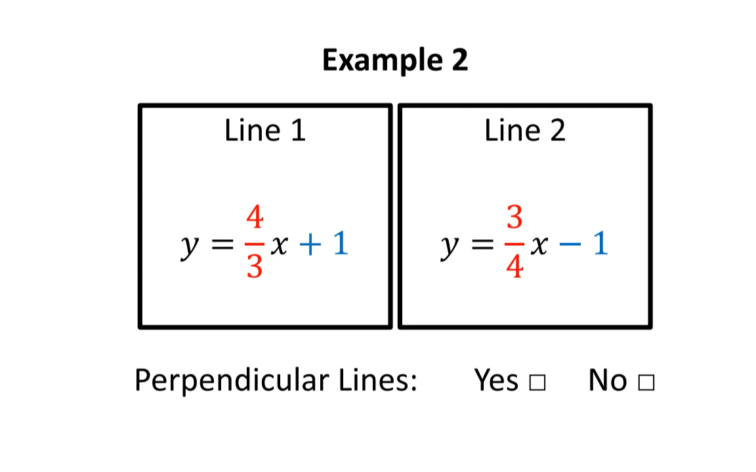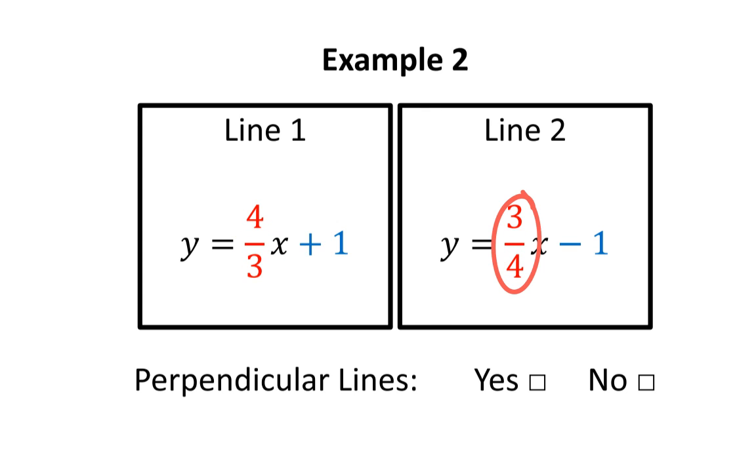In our second example, the equation of two lines have been given. We need to determine if they are perpendicular lines, which means we need to take a look at their slopes. Our first line has a slope of 4 over 3, while our second line has a slope of 3 over 4. Are these slopes negative reciprocals? In other words, have they been flipped and switched? Well, the 4 is now in the bottom, and the 3 is now in the top.